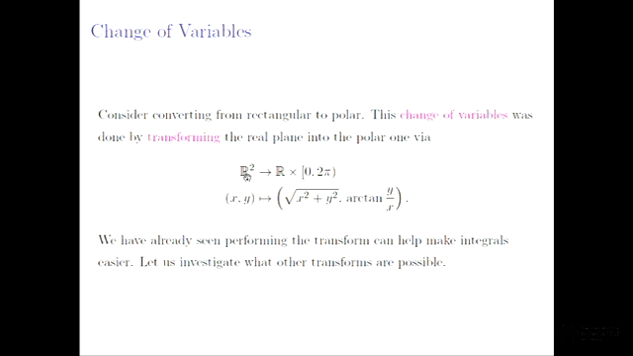So this is a symbol that means maps to. R2 maps to r by 0 to 2 pi, so from the real plane to polar. And that pair xy maps to the pair square root x squared plus y squared, arctan y over x. And this was our Cartesian to polar conversion. You give me a point on the real plane, I'll give you its equivalent representation in polar. You've already seen performing the transformation can help make integrals easier. Let's investigate what other transforms are possible.